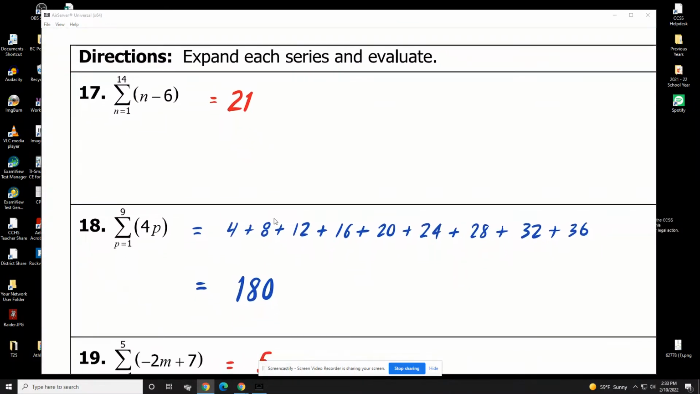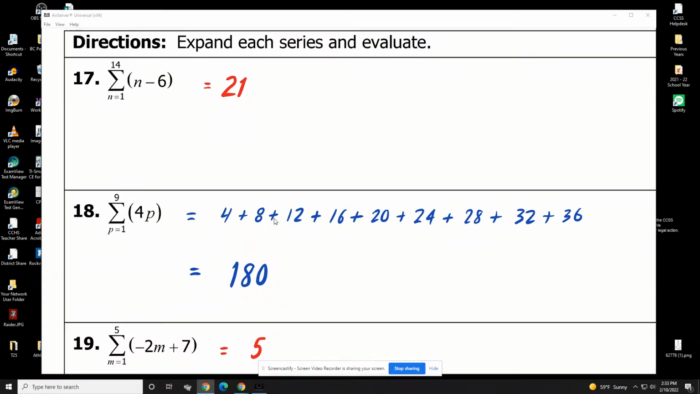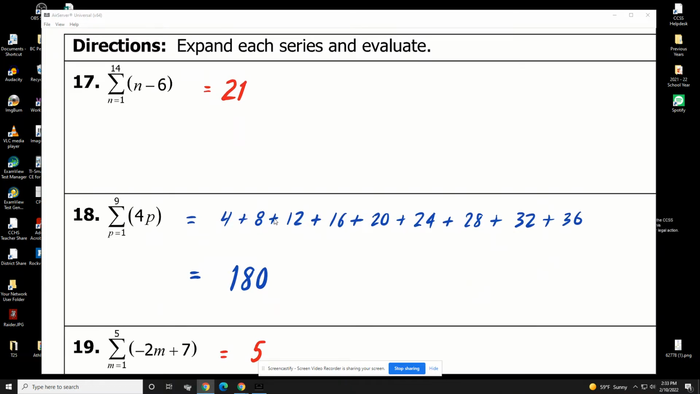And we're going to look at the back. Again, some of your classes, I gave you all of them, but I asked you to expand the even ones. Some of you only had to do it just by typing it in the calculator. For example, number 17 is 21.